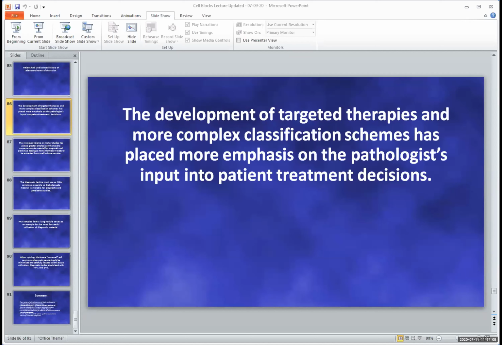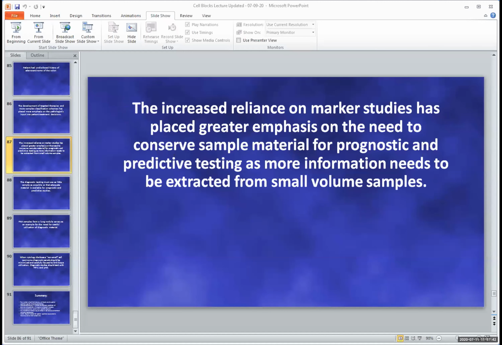Now, the development of targeted therapies and more complex classification schemes put forward so that the oncologist can use very specific therapies rather than more general chemotherapy approaches has really put more emphasis on the pathologist giving much more specific information than we had to say a decade ago. And this information is very, very necessary for targeted therapy, adequate therapy in today's environment.